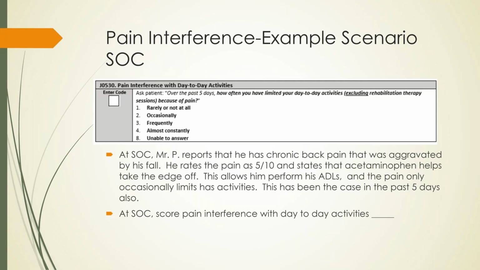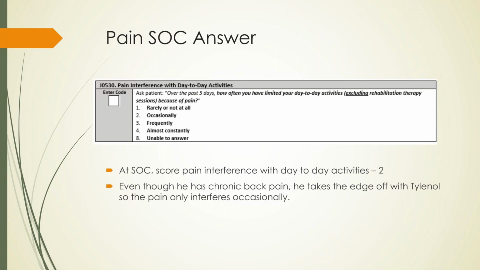So at start of care, how are we going to answer? We know he has pain pretty much chronically all the time. So remember, we're scoring how often it interferes. Yeah, it's going to be 2. So even though he has chronic pain, it was aggravated. It's interfering with his ability occasionally. Okay, good.